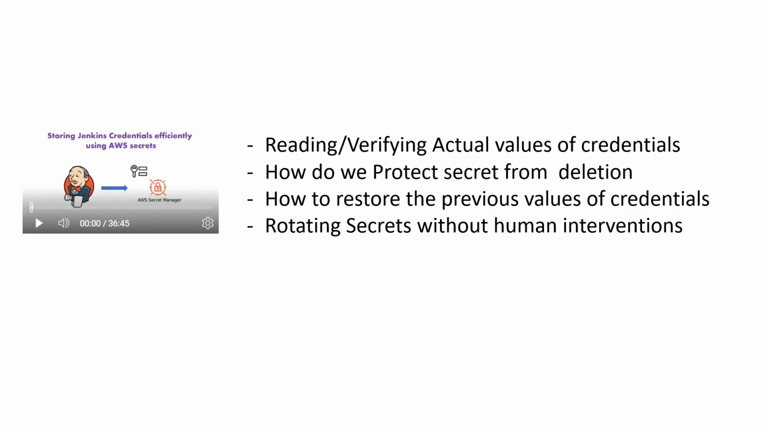So to solve these problems, in my previous video, I discussed storing the credentials of Jenkins in AWS Secrets Manager and installing the plugin on Jenkins through which we can retrieve the values from AWS Secrets Manager. In that video, I showed installing the plugin, how we store the secrets in Secrets Manager, and then retrieving them into Jenkins. However, I didn't discuss rotating the secrets without human intervention. So that is what we will be concentrating on in this video. We are going to automate rotating of the secrets which are in Secrets Manager.